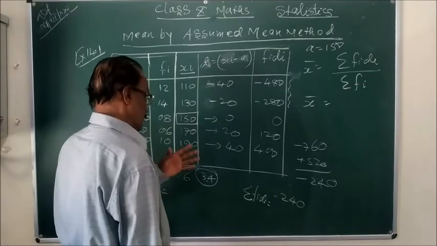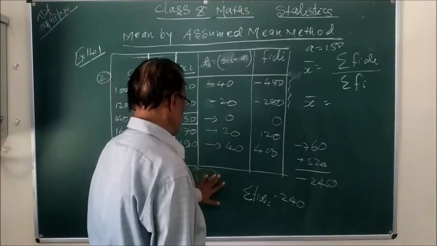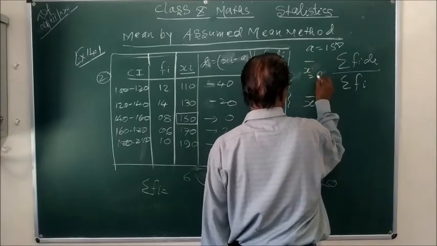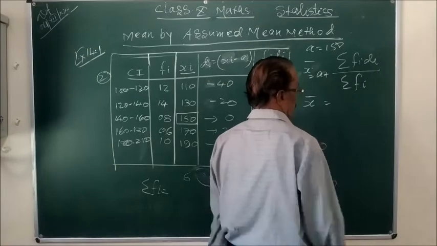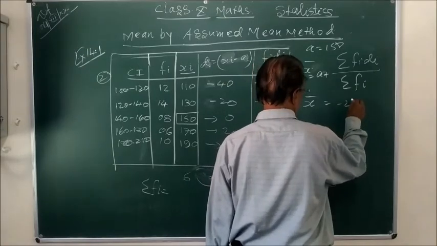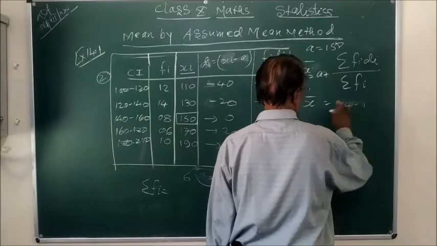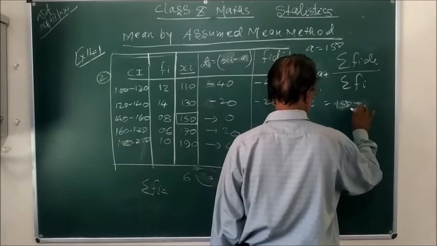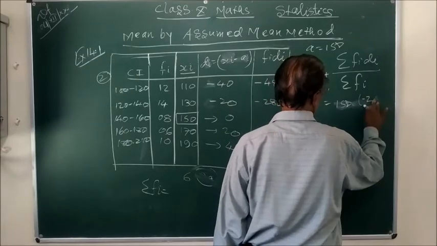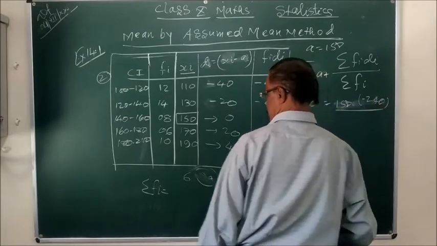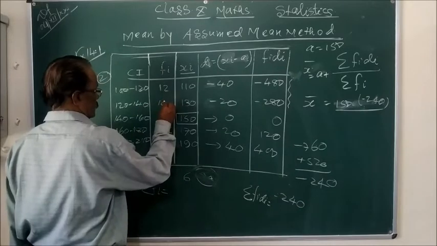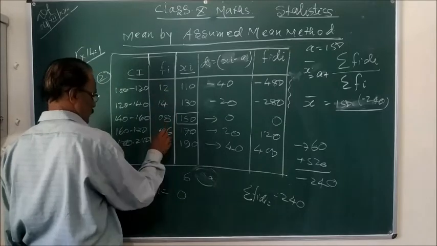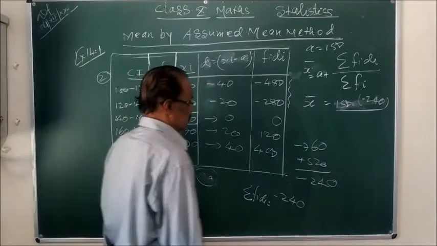And now you put the values in this formula. Mean is equal to A plus summation fi di upon summation fi. So A is 150, and summation fi di is minus 240, upon the summation of frequencies: 12 plus 14 is 26, plus 6 is 32, plus 8 is 40, plus 10, which is 50. So this 50 will be in the denominator.